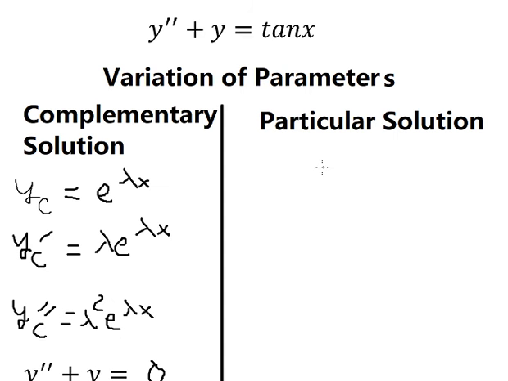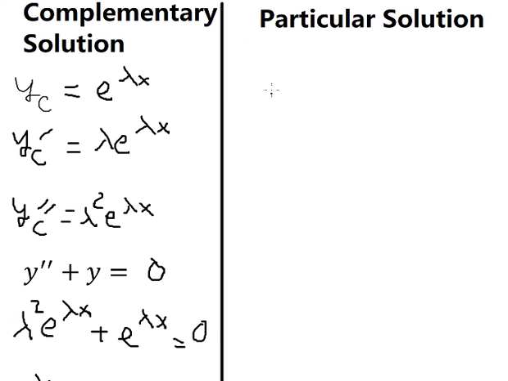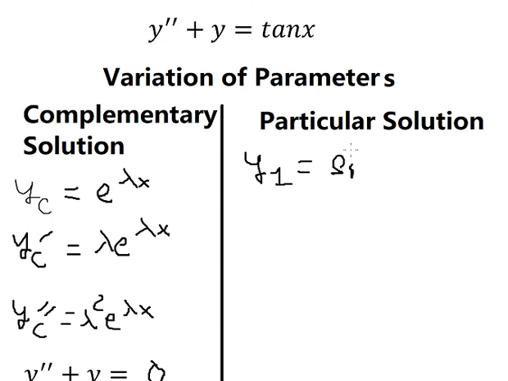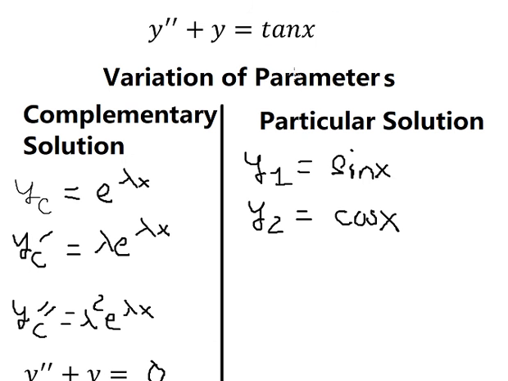And now we go to the particular solution. Now we need to use variation of parameters in here. So we have y1, that's sine s, y2, that's cosine s from here. And now I will put gs, that's this one, and I will put tan x.